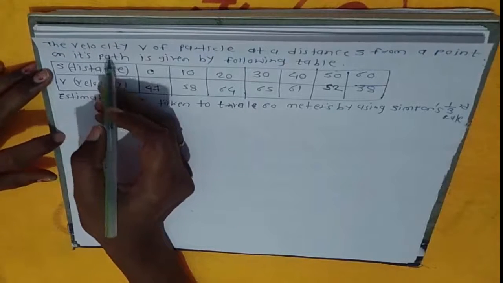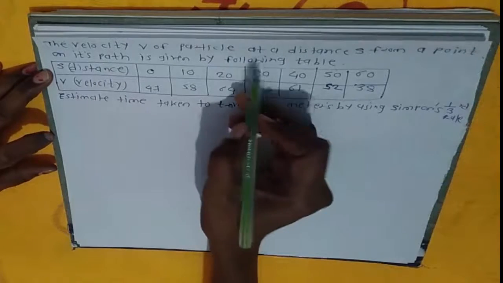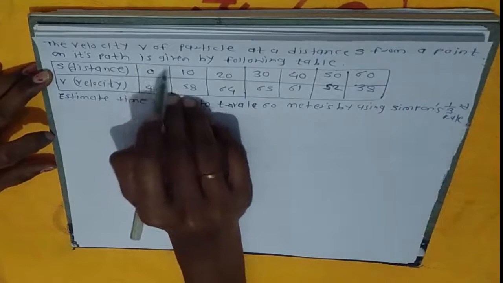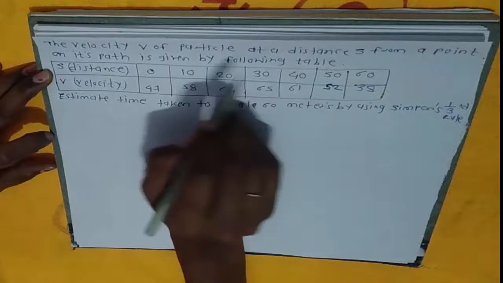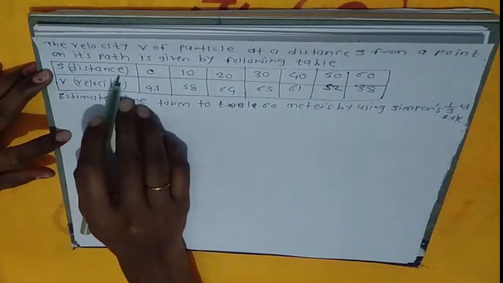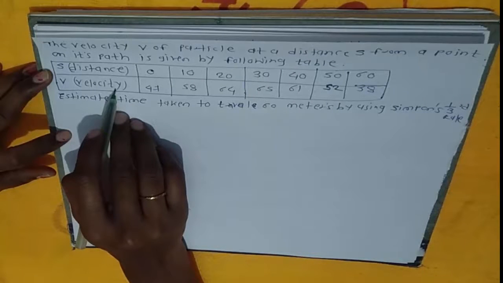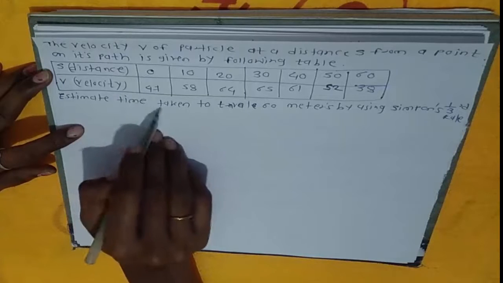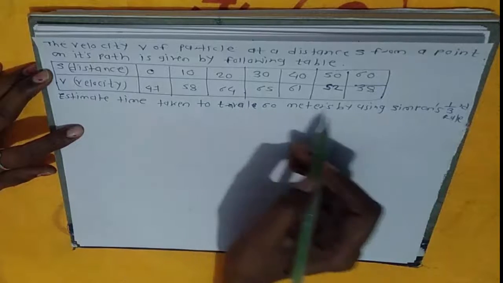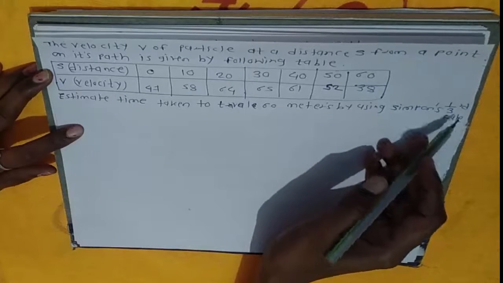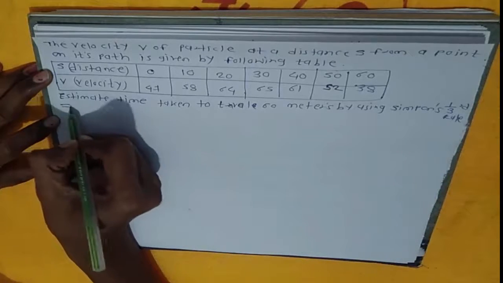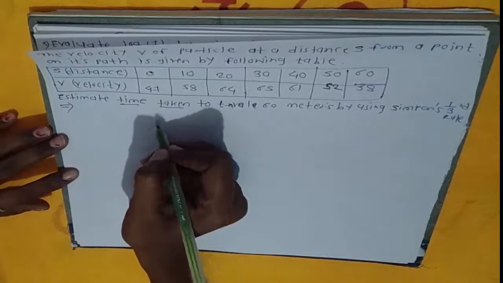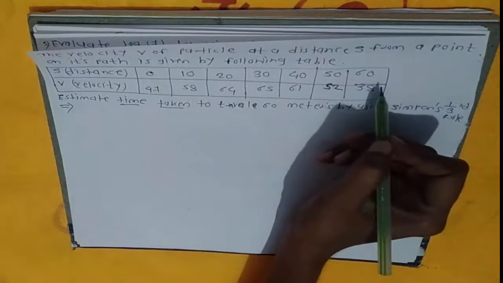Here we are given that the velocity v of a particle at a distance s from a point on its path is given by the following table. We are given the distance and the velocity of a particle. From this data we have to estimate the time taken to travel 60 meters by using Simpson's 1/3 rule, that is, from 0 to 60.